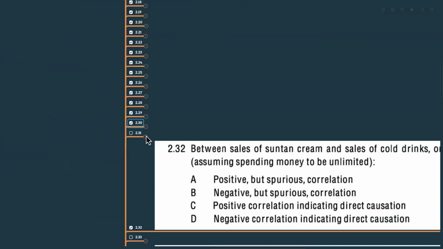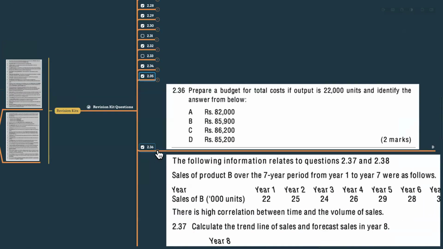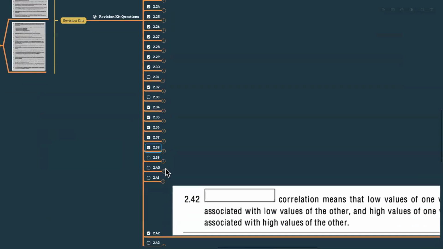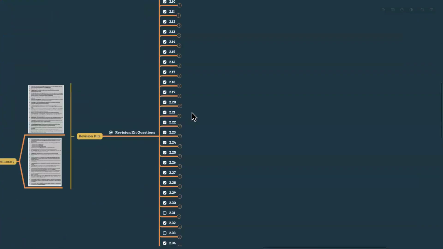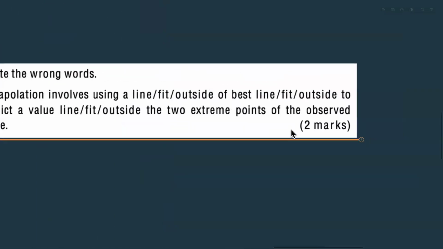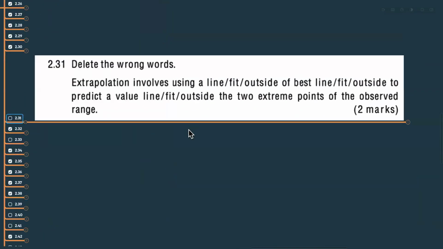So now we have done 2.30 and 2.32. 2.34 is done, 35 is done, 36 is done, 37 is done, and 38, 42, right. Now we will see what other questions are remaining here. So that is 2.31, right. So, delete the wrong words for 2.31.